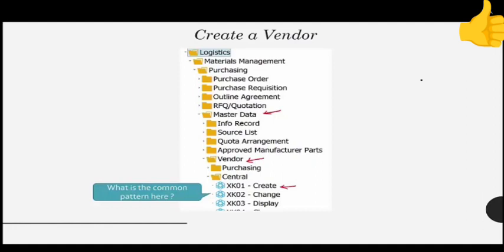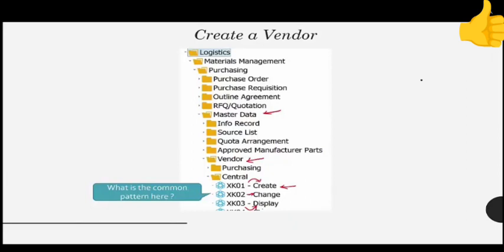And if you look at these transactions, you'll see a common pattern. There is a 01 for create, 02 to change, and 03 to display. And in fact, that's the common pattern that you see across most of the easy access transactions.